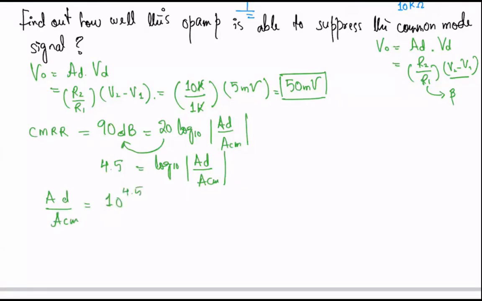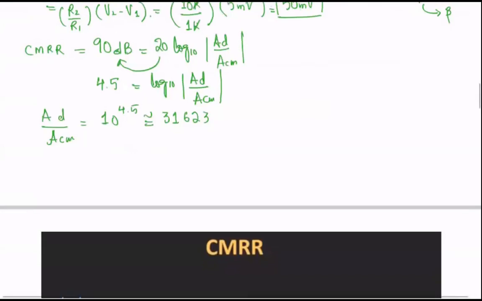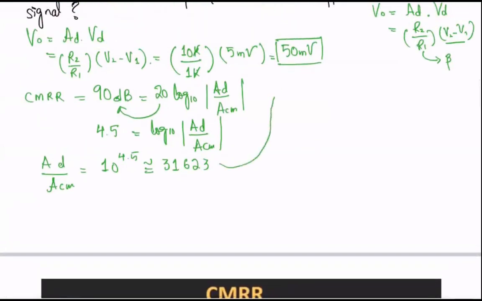And that would give me a number equivalent to 31623, approximately. We also know that ACM, the common mode gain, equals, because this was CMRR, from this equation over here, I can derive the value for ACM, which is going to be AD over CMRR.